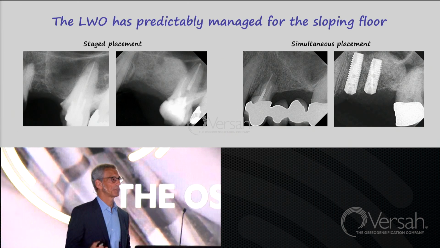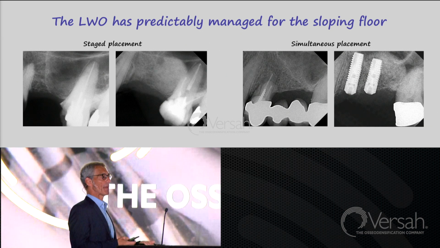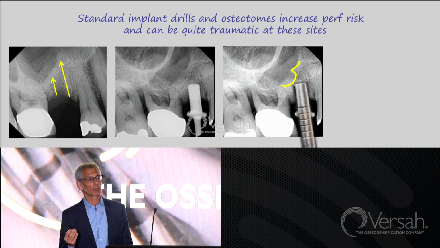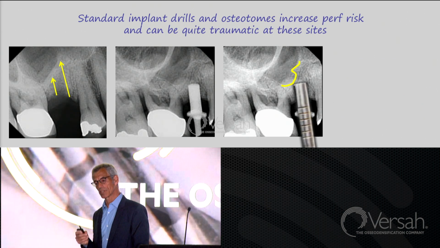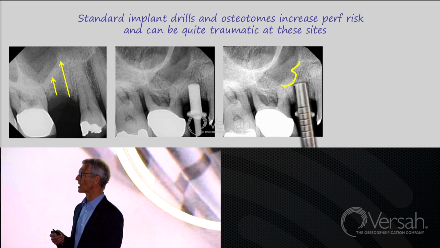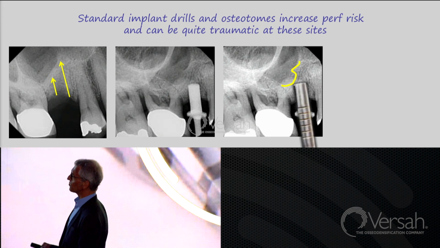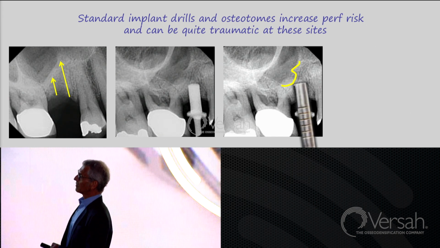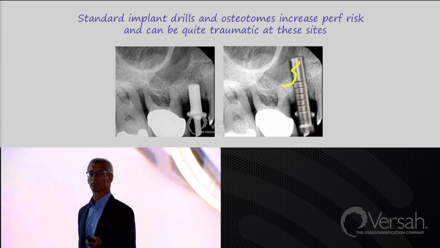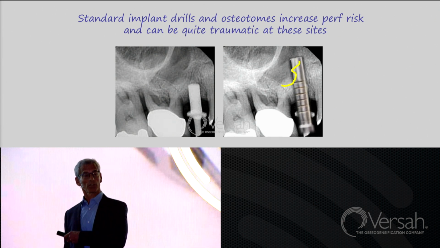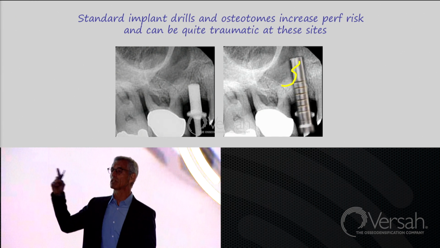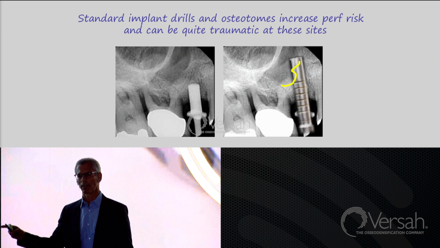Now, certainly at an oblique floor, the lateral window osteotomy can predictably manage it, whether staged or simultaneously. And you know the problem with standard implant drills and osteotomes, they have a high perforation risk, and osteotomes are very traumatic in these sites. Why? Because here you have your working depth. And now, by the time you break through the sinus, you still haven't broken through the top. So the one part of the osteotome is just breaking through the sinus, but the other part is 7 millimeters in the sinus. Perforation every time.